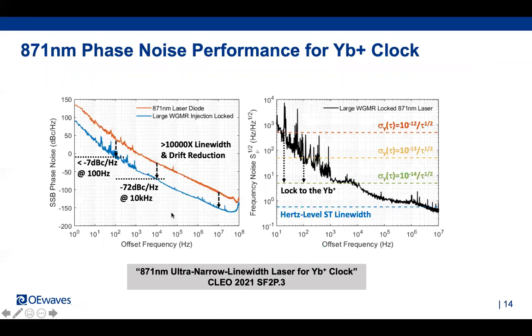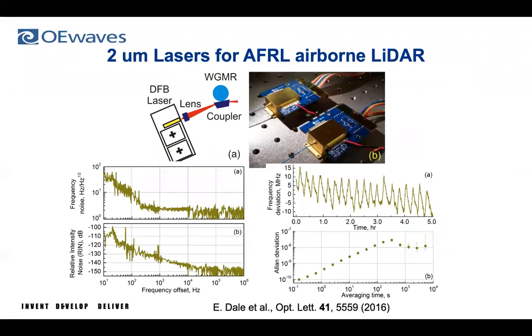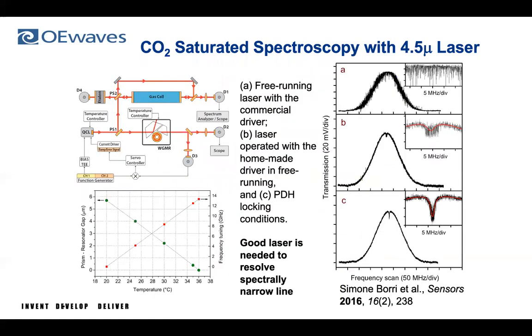This shows that by having low phase noise in the laser, we can achieve very high performance in atomic clocks, and that's of particular importance in quantum technology applications. This is a laser at 2 micron, which was used for an airborne LIDAR for the Air Force. And finally, a laser at 4.5 micron, which was used for very high resolution spectroscopy of CO2.